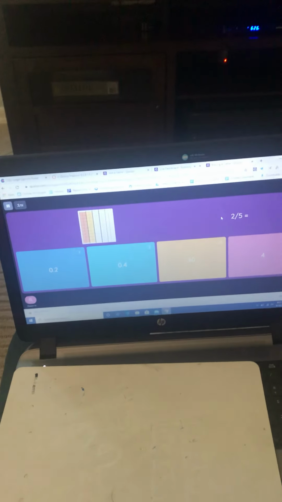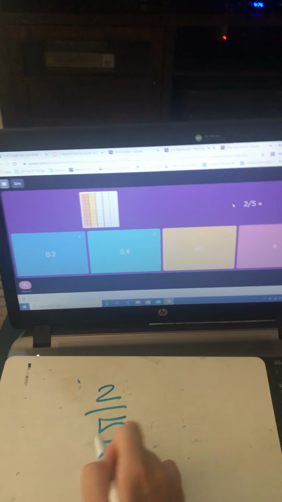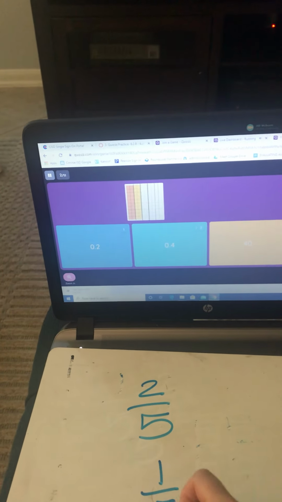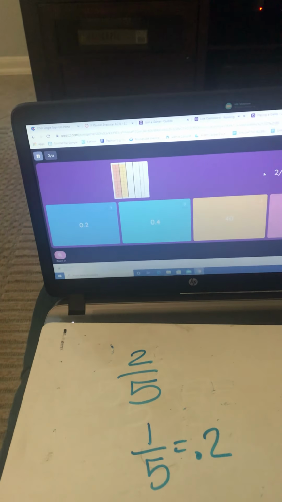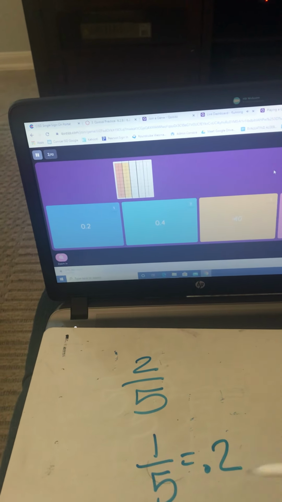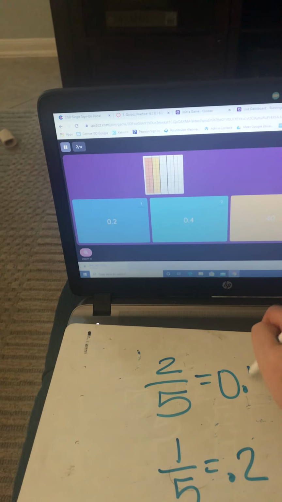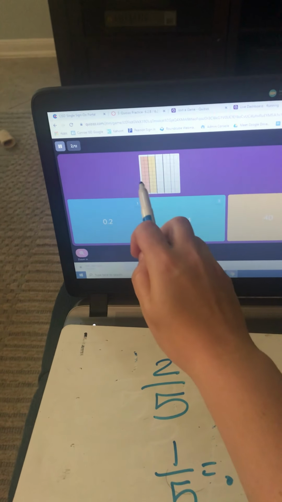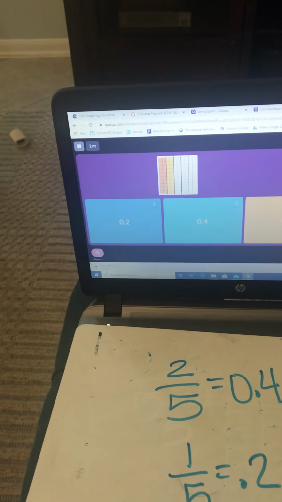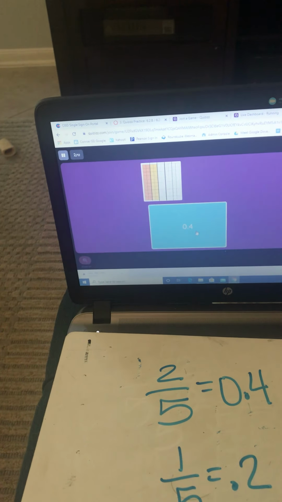Question number 2, 2/5 is equivalent to what fraction? If 1/5 was 2/10, then 2/5 would be 2 of those, which would be 4/10. If you're looking in the model, 4 bars are colored in. 0.4 and 4/10 is our answer.